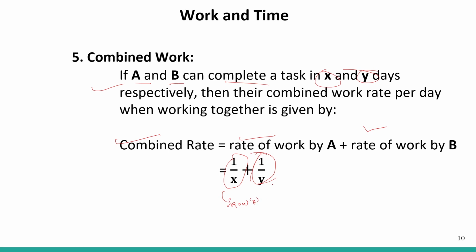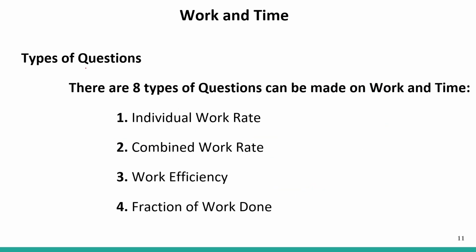Rate of work of A, rate of work of B. So let's see the types of questions. There are actually 8 types of questions that are basically asked on work and time. The first case is individual work rate. The second one is combined work rate, that is, two different kinds of people are there, or two different kinds of tasks are there. That kind of question is called combined work rate.